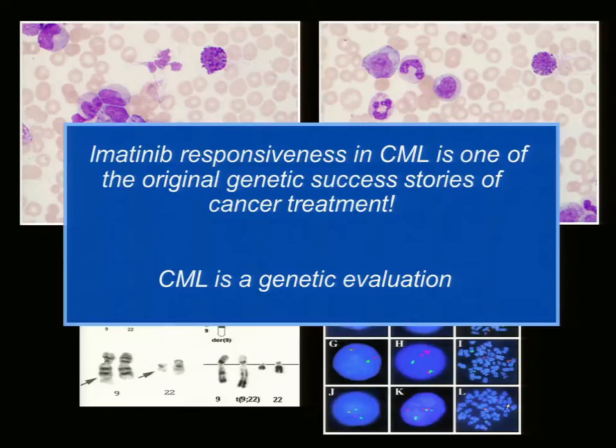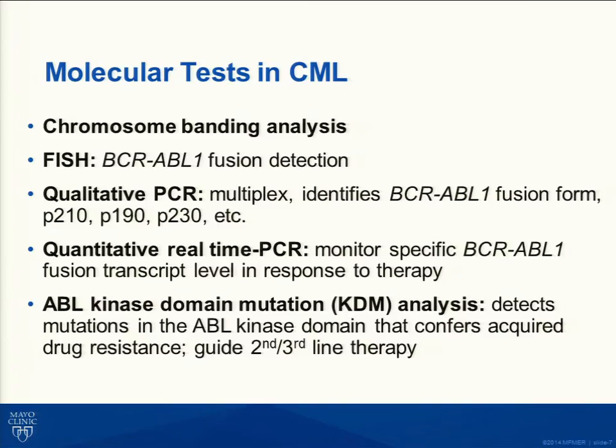CML is a genetically defined disease. With the discovery of imatinib, the tyrosine kinase inhibitors, its overall survival has greatly improved. Therefore, therapy response monitoring has become very important. There are multiple genetic tests for CML, and each one has its own indication depending on the time point in the clinical course as well as the patient's therapy response. For chromosome analysis, FISH, qualitative PCR, and ABL kinase, we have strict, well-defined guidelines on when to utilize them.